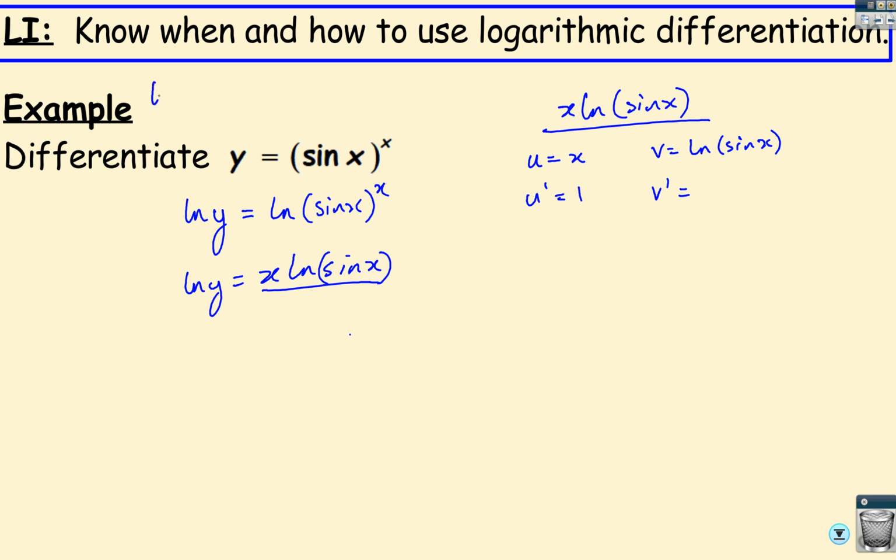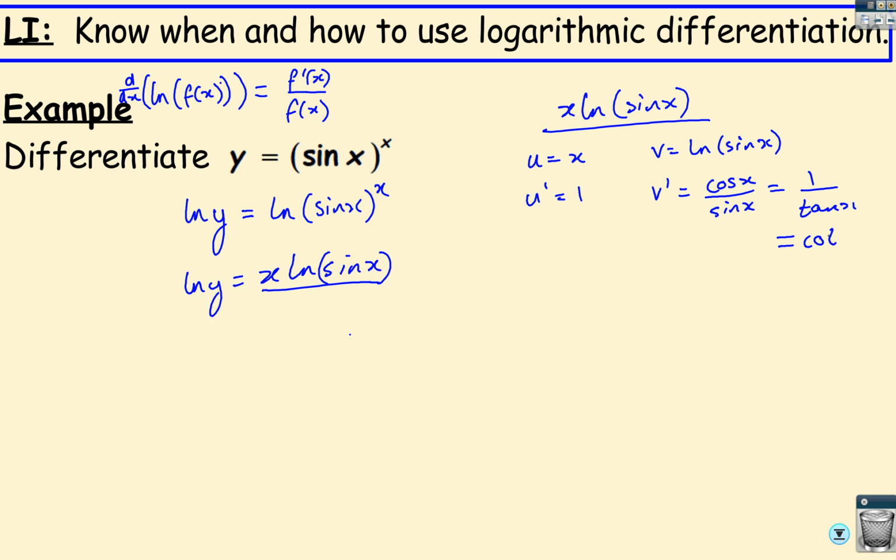Now, quick recap of differentiating logs. Remember that the derivative of log of f of x is f dashed of x over f of x. So if we apply that here, f of x is sine x, its derivative is cos x, so this is cos x over sine x. Now, cos over sine is 1 over tan, so we're using our new trig identities we learnt about a few lessons ago, and 1 over tan is equal to cot x.